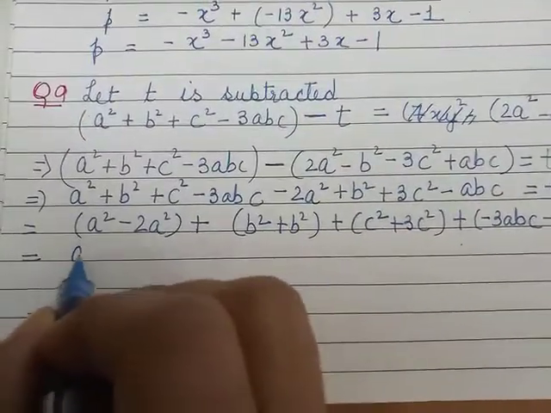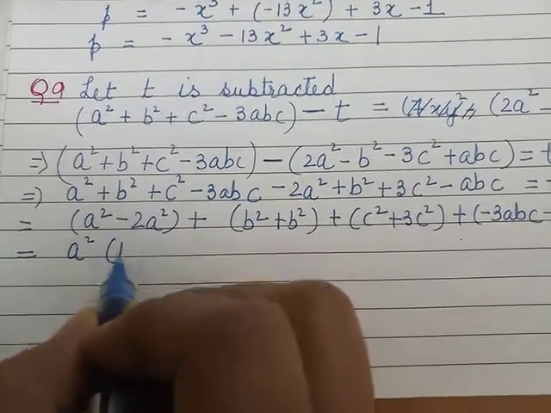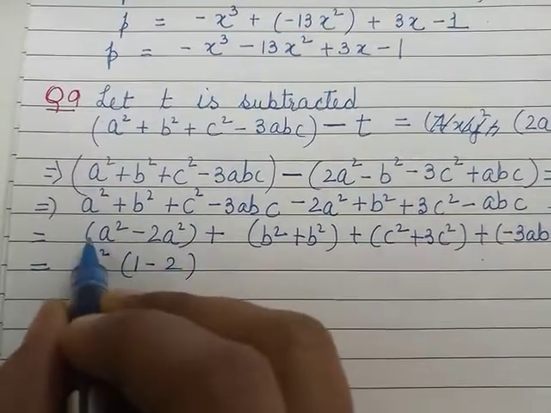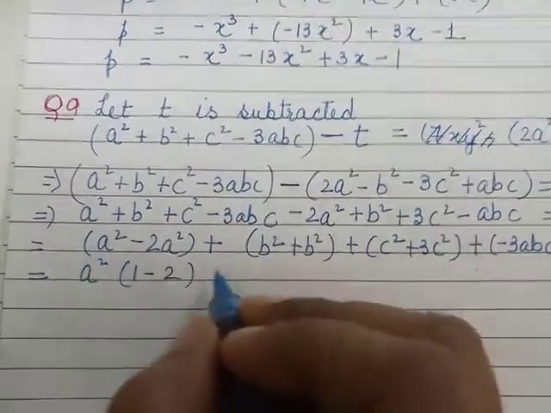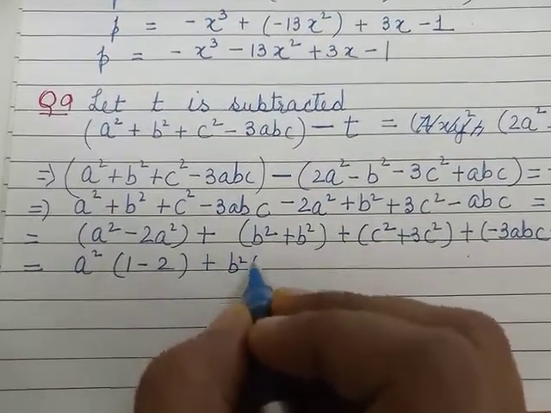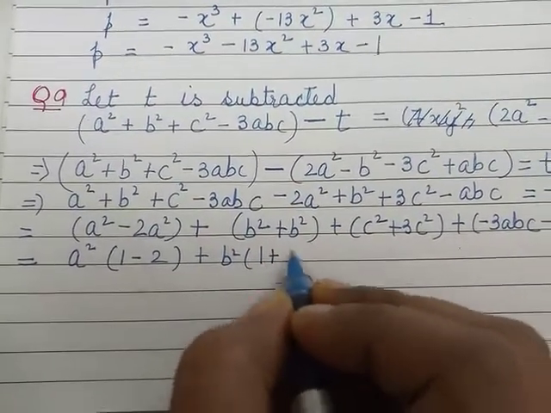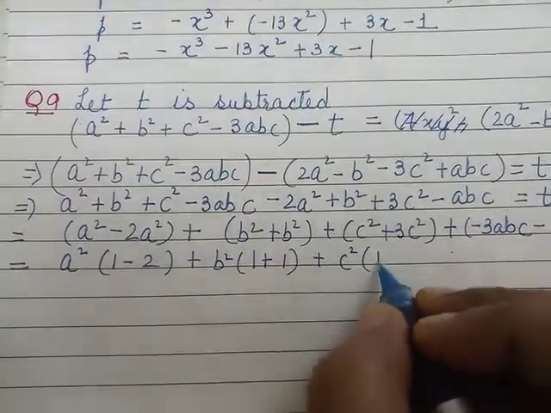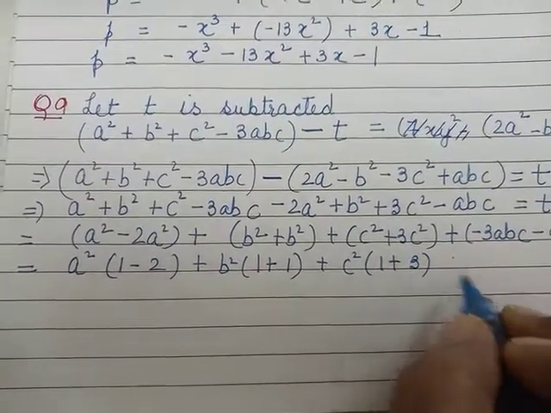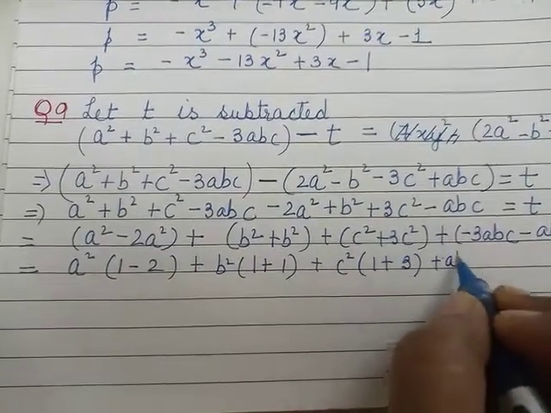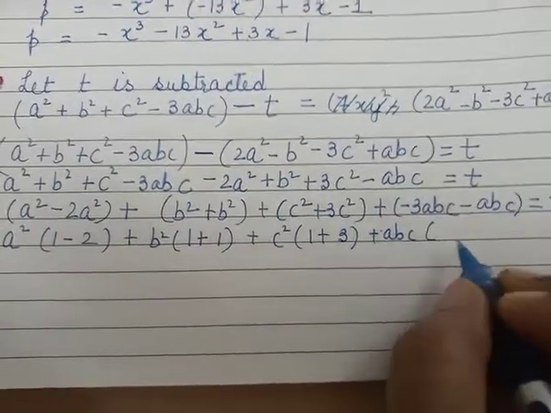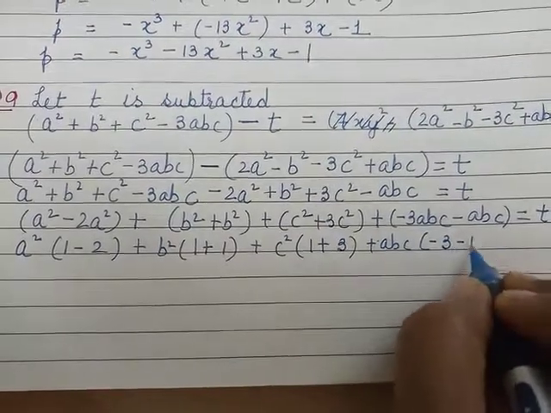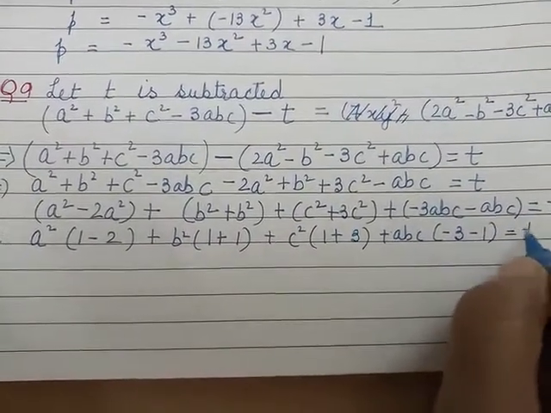Now I take a square out. What are we left with? 1 minus 2. No number is there, then it is 1. B square taken out, then what is left here? 1 plus 1. C square taken out, then what do we have left? 1 plus 3. And abc is taken out, then what is left? Minus 3 and minus 1 is equal to t.